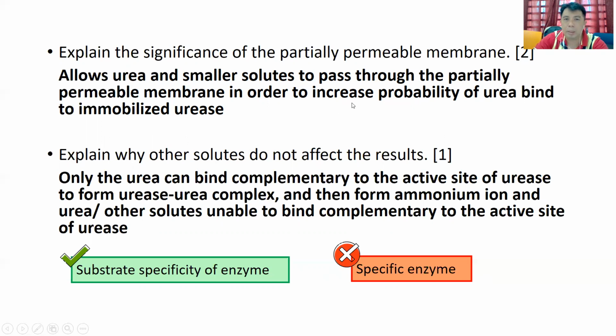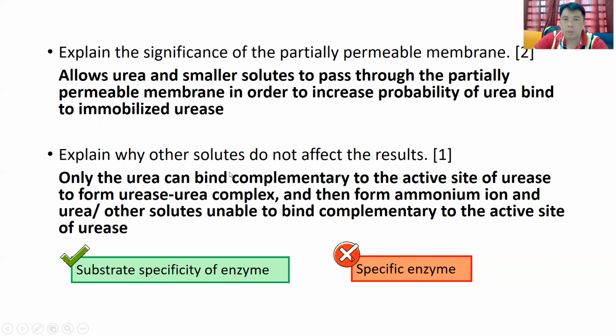So the important point here is to increase the probability. Allow this one and increase the probability. So we can use "partially" or "selectively". Since the question already gives "partially", we just follow it. We cannot use "semi-permeable".